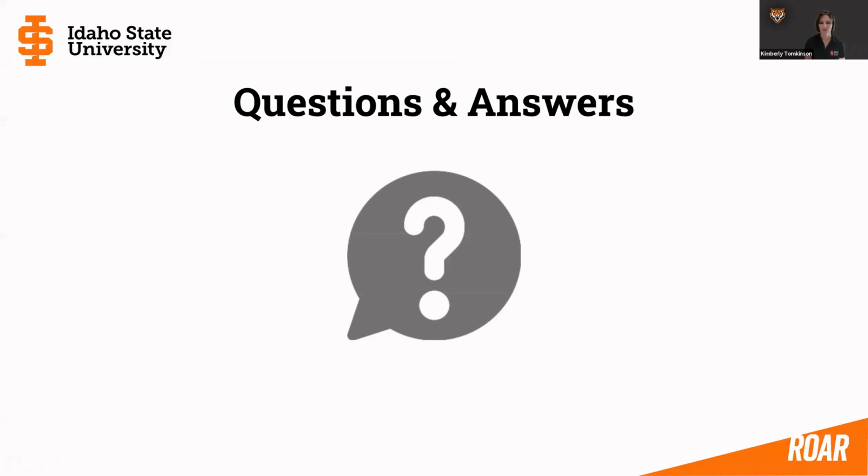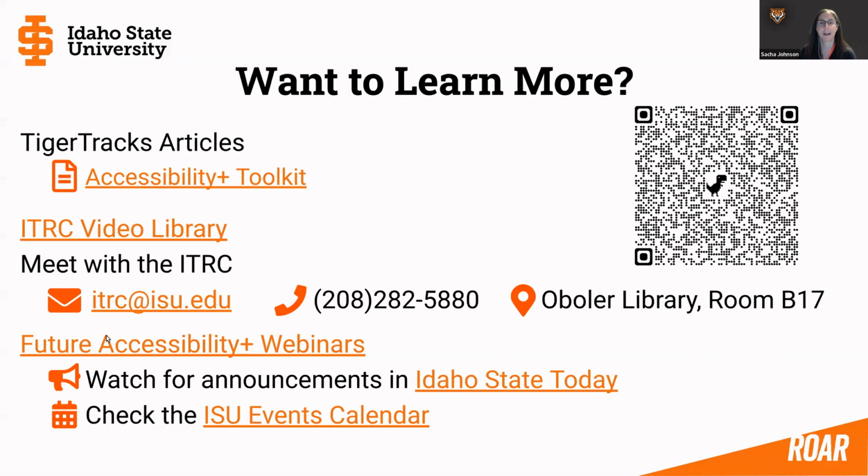We have a variety of ways for you to learn more about the Accessibility Plus Toolkit as well as Moodle ISU. You can use the QR code on this screen. The Tiger Tracks articles are a knowledge base of how-tos, and those are available 24/7. If you ever have questions, you can always navigate to the Tiger Tracks knowledge base and search for Accessibility Plus Toolkit. We also have a library of short walkthrough videos that are available in the ITRC video training library on YouTube. So those are also 24/7 on demand resources.